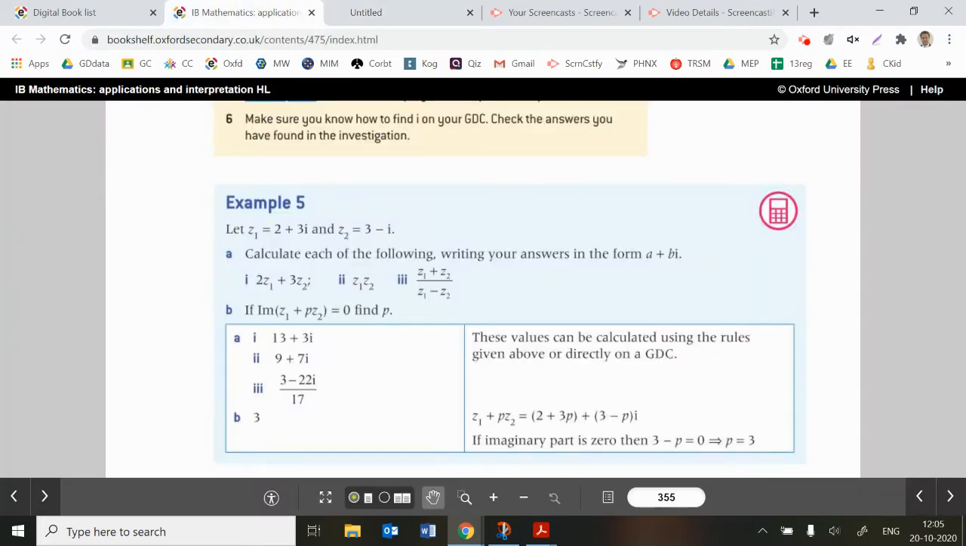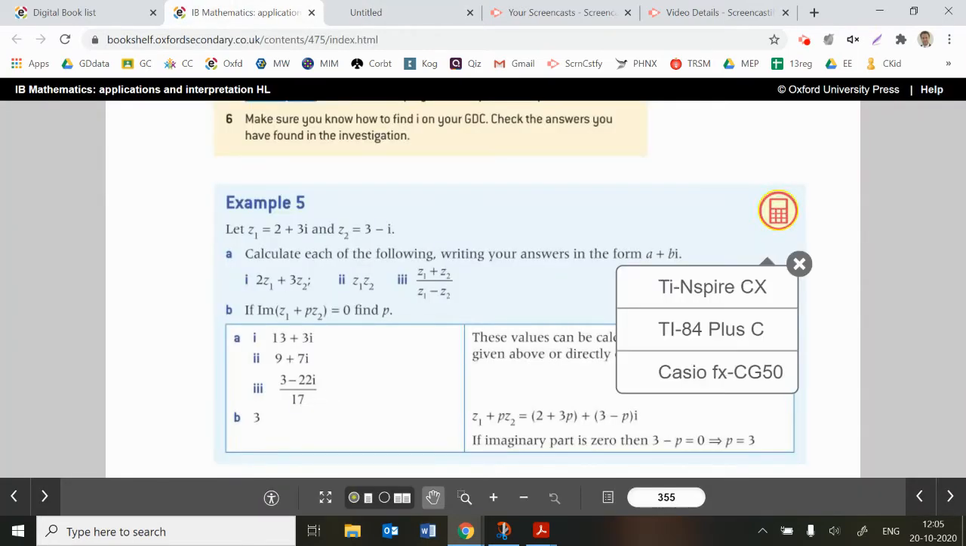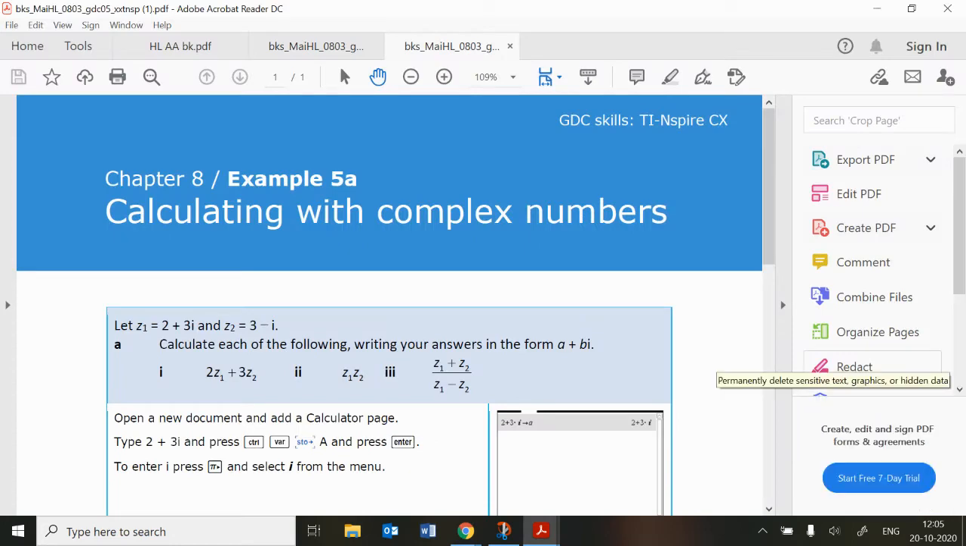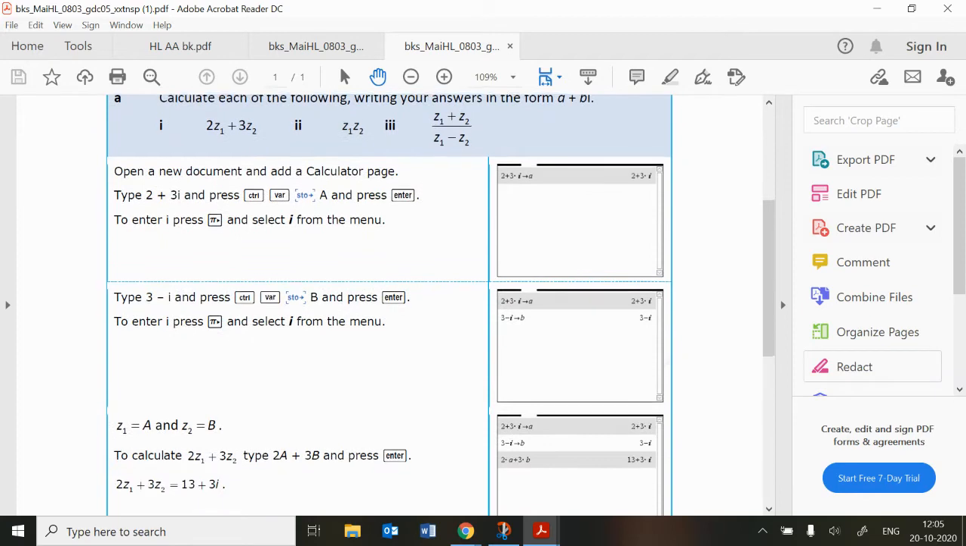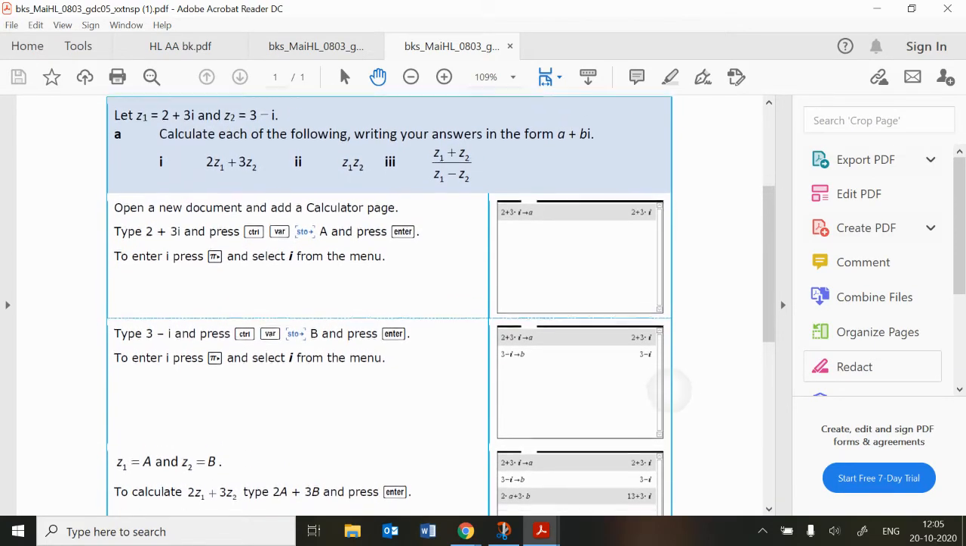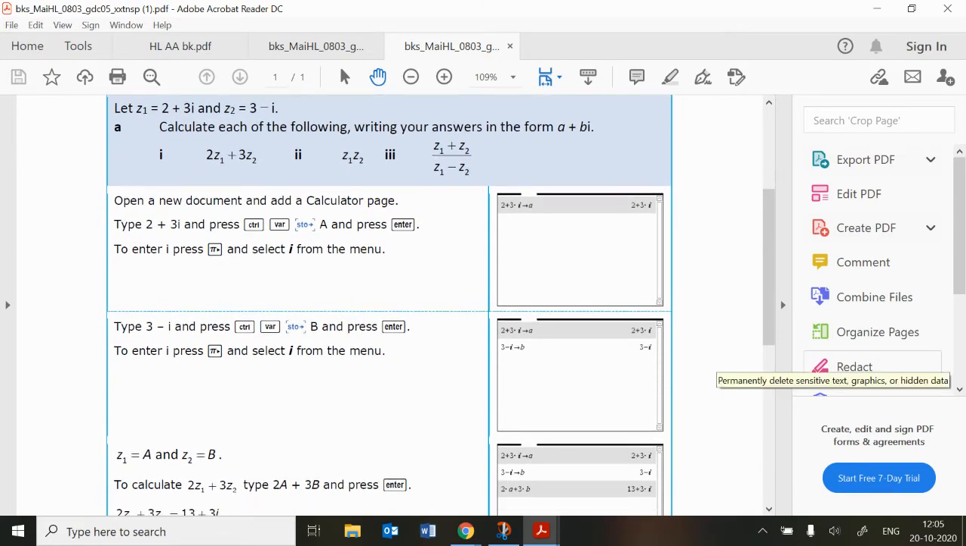options here. So let's click on this one here, and you've got either the TI Inspire or the other calculators, which they give you options for. For some reason that's disappeared. So there we go. So this opens up and gives you the instructions for the TI Inspire for doing all of your complex number calculations on your calculator.